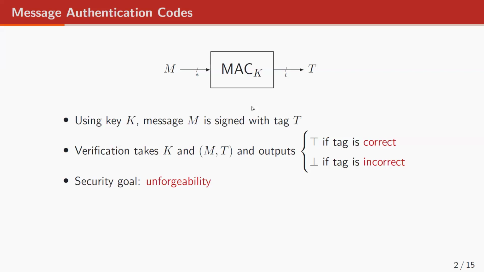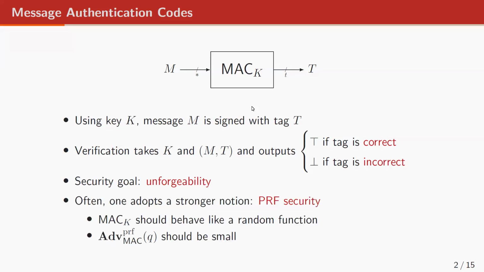Sometimes we go for a stronger property, which is PRF security. PRF security means that this MAC function for a secret key should look random. Stated differently, that the PRF advantage of the MAC function should be small. I will not discuss the details of PRF security. Basically, what we aim for is a MAC function that behaves randomly.